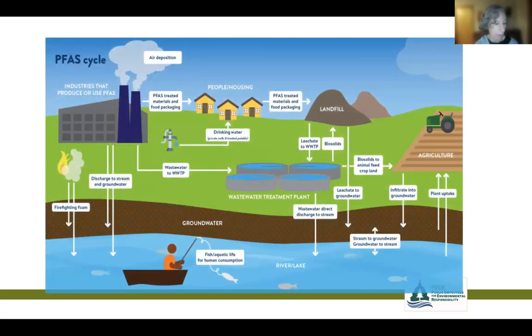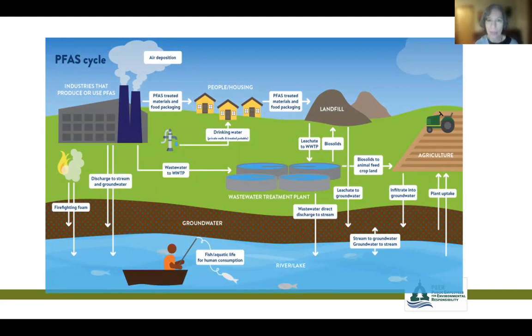Why is this a problem? This is a graphic about the life cycle of PFAS. You can get a PFAS exposure from 3 routes: inhalation, ingestion through water or food, and also through dermal absorption. And it's almost impossible to destroy.